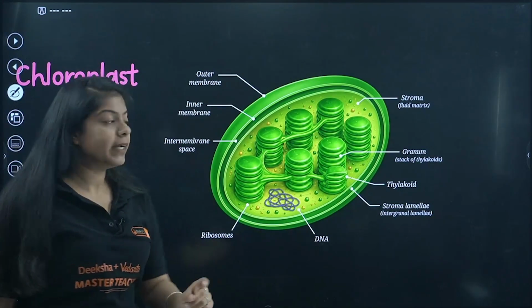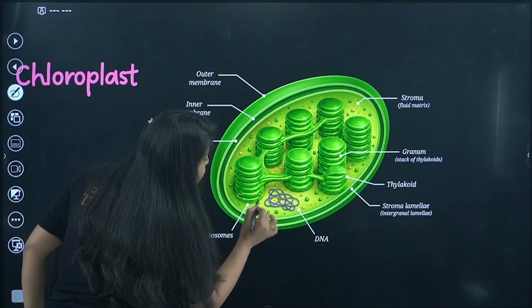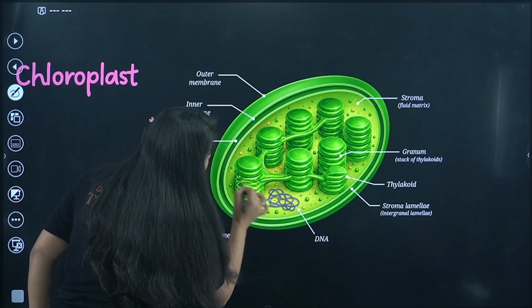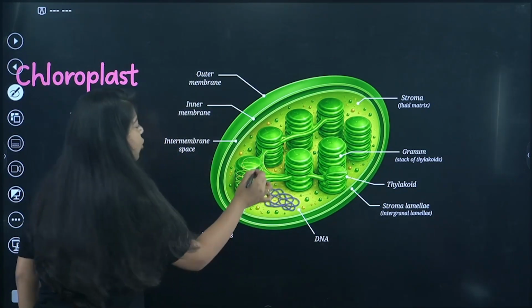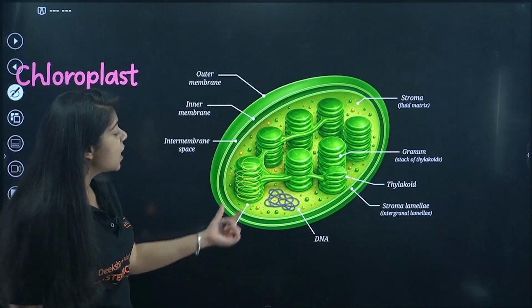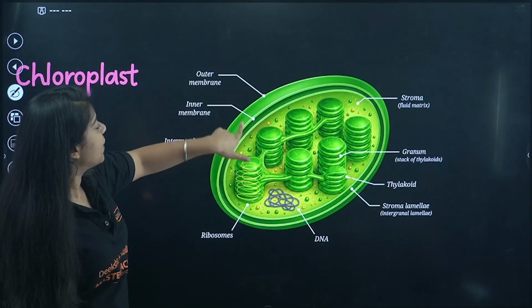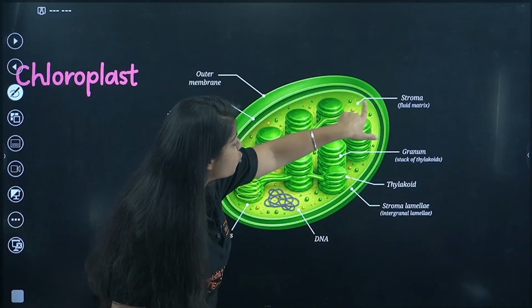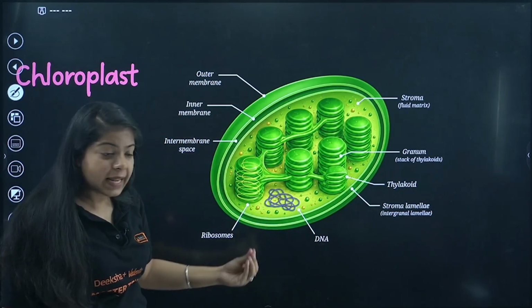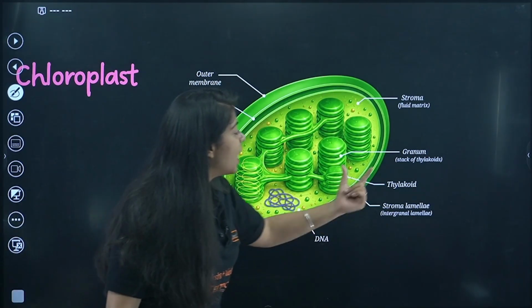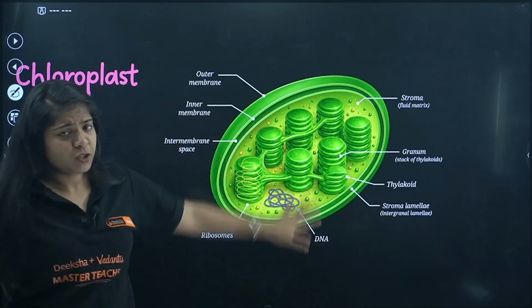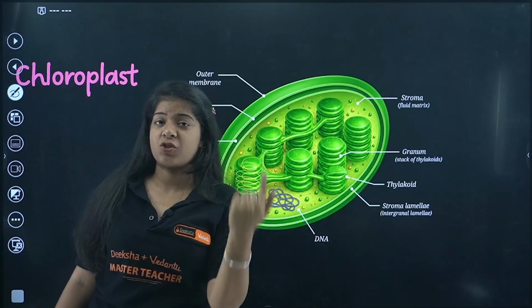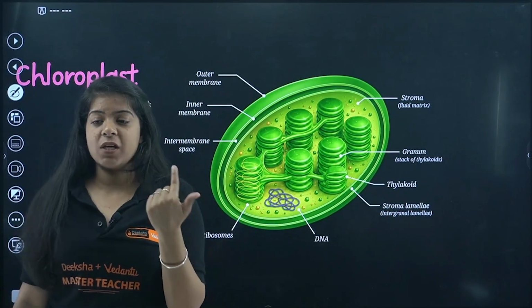Again, a very important diagram. Coin-like structures you need to represent inside the chloroplast. It again has two membranes. This is the intermembrane space, inner membrane, outer membrane. Now they have stroma and they have their own DNA. They have ribosomes as well, and they have all these structures, but basically they have coin-like structures inside them. That is the important part.